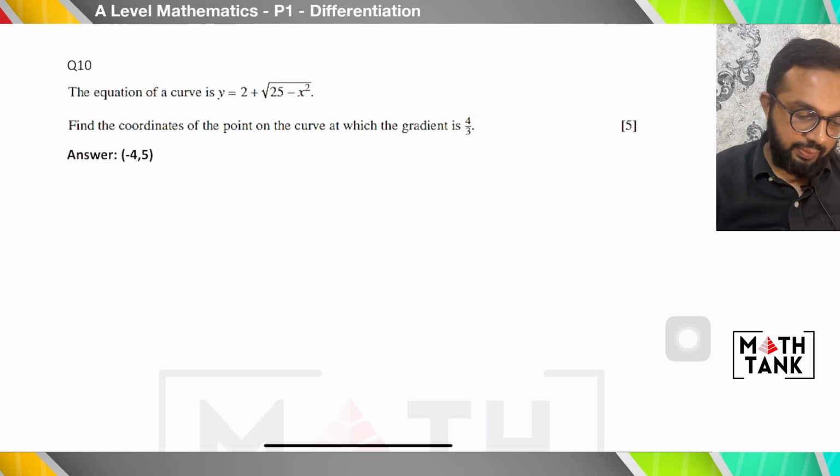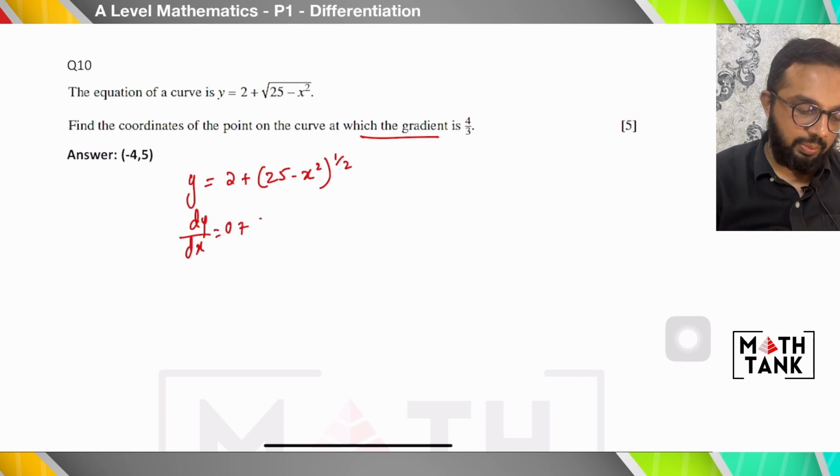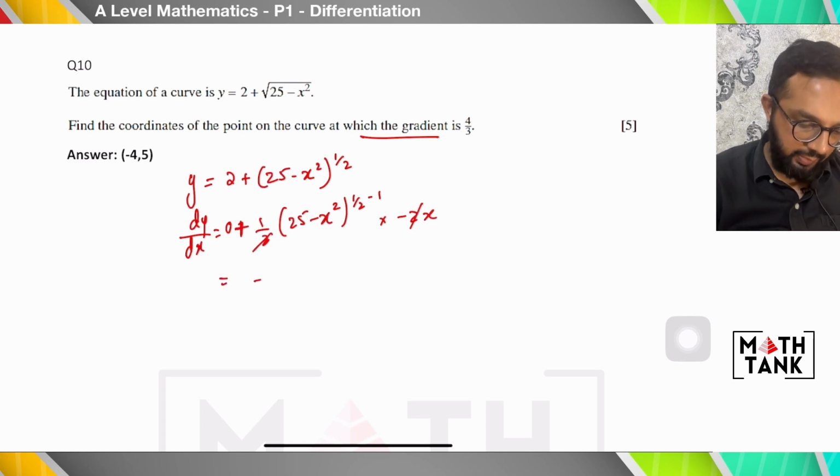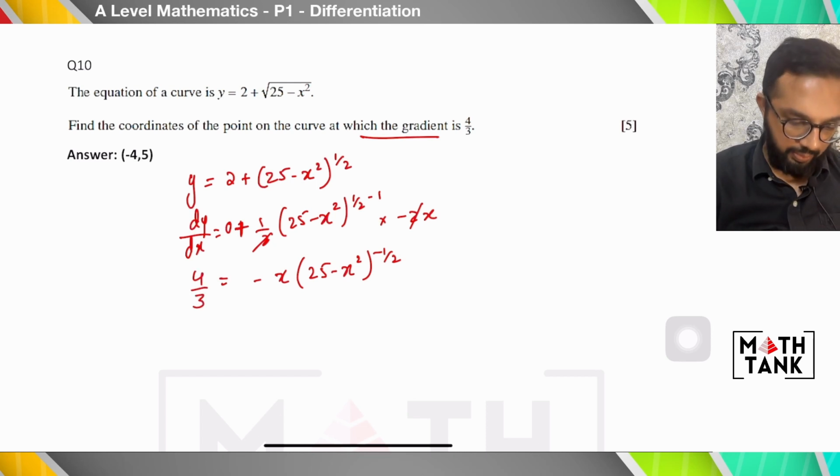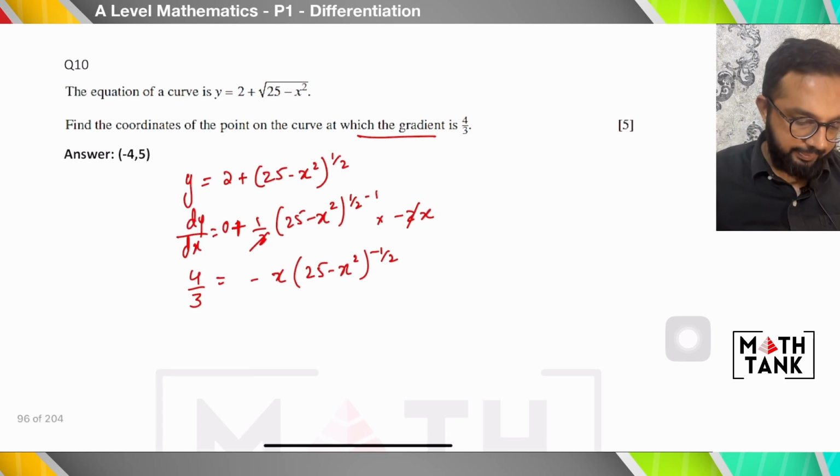Question 10, it says find the coordinates of the point where the gradient is 4 over 3. So I'm going to say that I will differentiate this first. I will first write this in the form 25 minus x squared power half. So dy by dx is 0 plus half times 25 minus x squared to the power half minus 1, times minus 2x. Okay, and I want to find out at what point the gradient is 4 over 3.